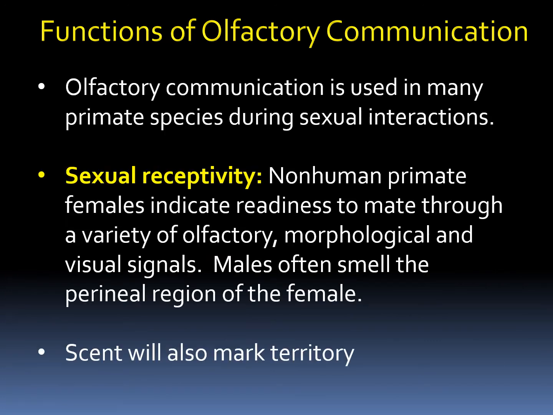So olfactory communication is used in many primate species during sexual interactions, right? And what this indicates is something called sexual receptivity, right? Non-human primate females indicate readiness to mate through a variety of olfactory, morphological, and visual signals. Males in primate species will often smell the perineal region, right above the sexual organs of the female, and see if she is ready for mating, right? And scent will also be used to mark territories.